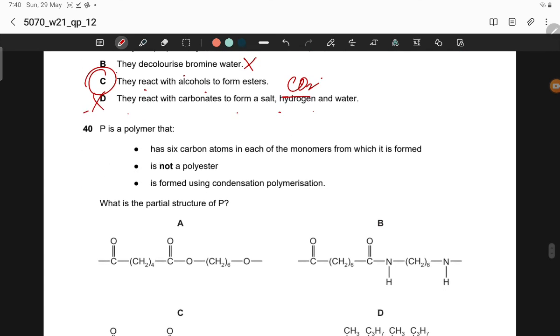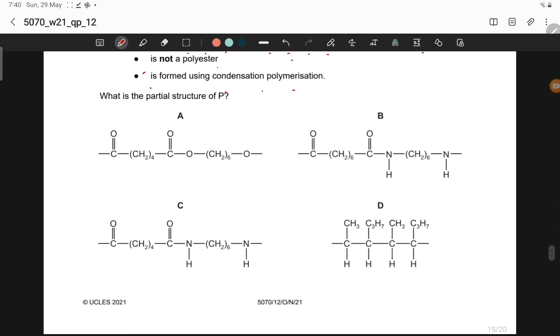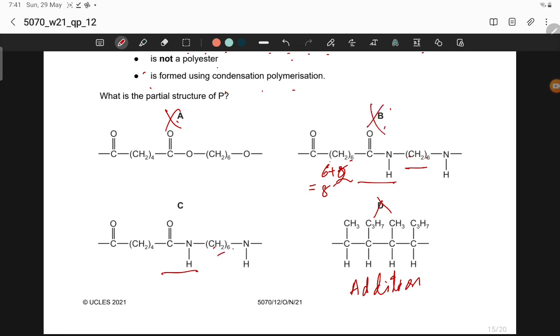P is a polymer that has 6 carbon atoms in each of the monomers from which it is formed. It is not a polyester, it is formed using condensation polymerization? It's not a polyester, so this is incorrect. This is an addition polymer, so it is also incorrect. So B and C, but count the number of carbon atoms. Over here 6, over here 6 plus 8, 2 is equal to 8, so this is incorrect. 6 carbon.